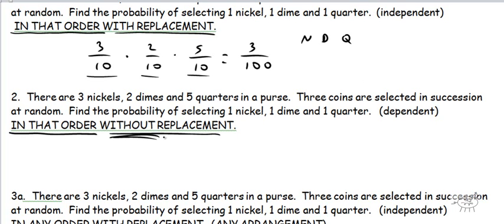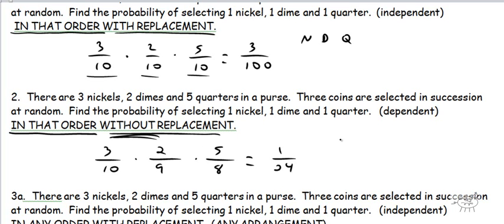So let's pick a nickel first. The probability of getting a nickel is 3 out of 10, but I'm not putting it back. So I have 1 less coin. I have 1 less nickel, but I'm picking a dime next, right? So how many dimes do I have? I still have 2 dimes, but I have 1 less coin to choose from, right? And then I pick a quarter, and I have 5 of those, and I have, again, 1 less coin to choose from. So I get 1 over 24.